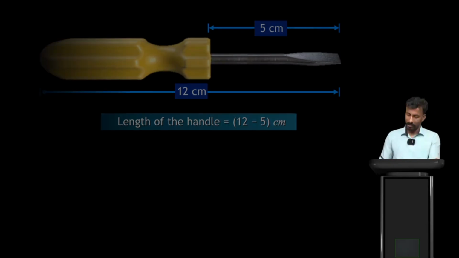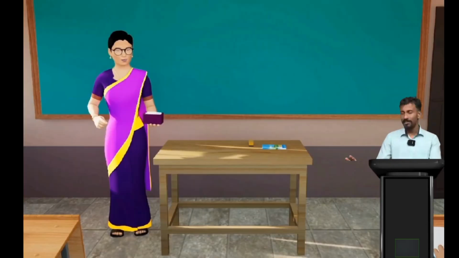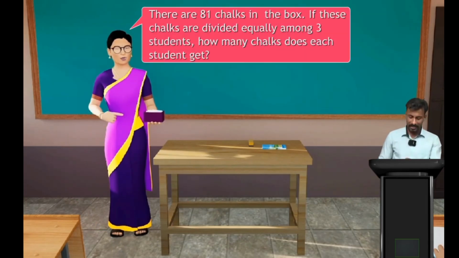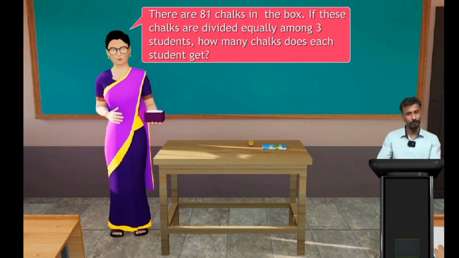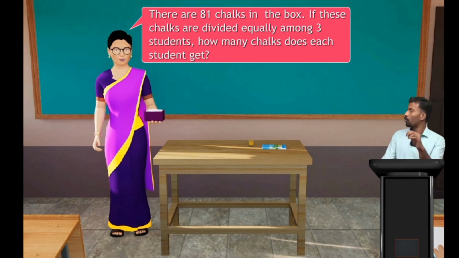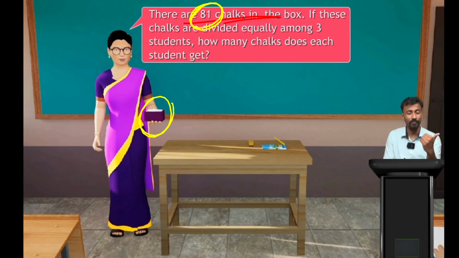Clear? Now look. There is another class and another madam standing there. She is taking a box of chalk in her hands. So now look, what is the question? There are 81 chalks in the box. The total number of chalks is equal to 81.